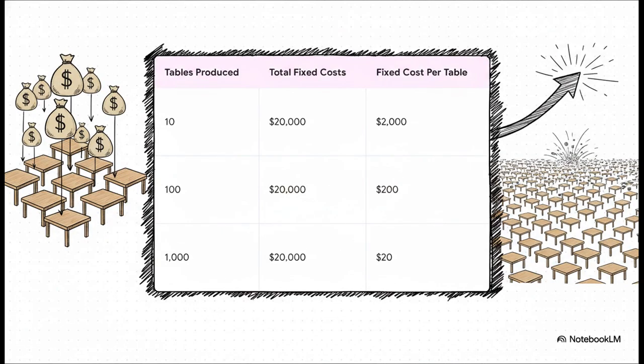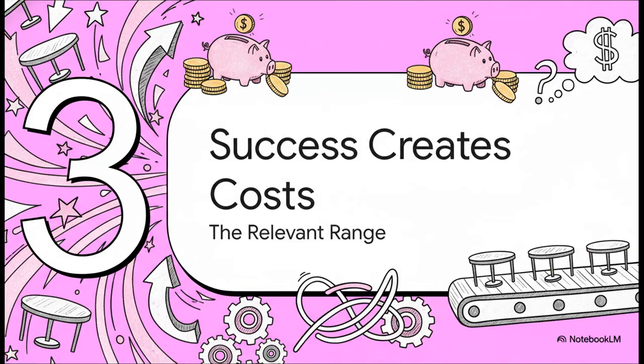Okay, now this is where things get really interesting. Check out how fixed costs work when you look at them on a per table basis. If we only manage to make 10 tables one month, each of those tables has to carry a massive $2,000 of that fixed cost. But look what happens if we ramp up production to 1,000 tables. That same $20,000 gets spread so thin that each table is only carrying $20 of it. That is the magic of scaling up your business. So let's imagine our business is a hit.